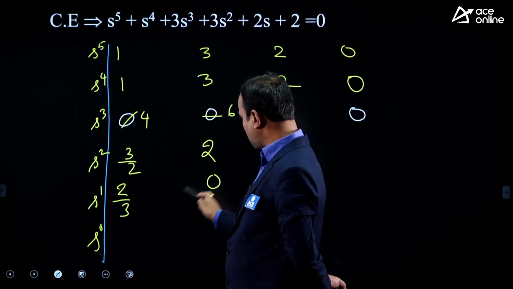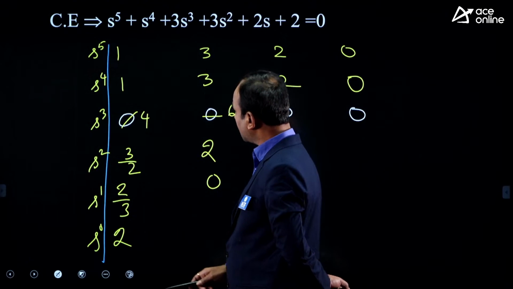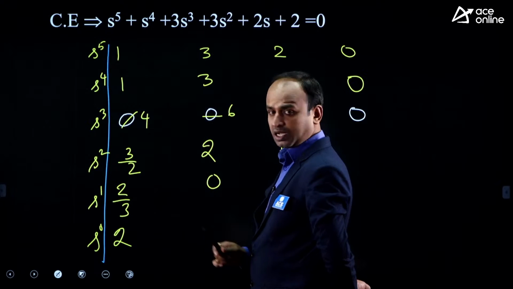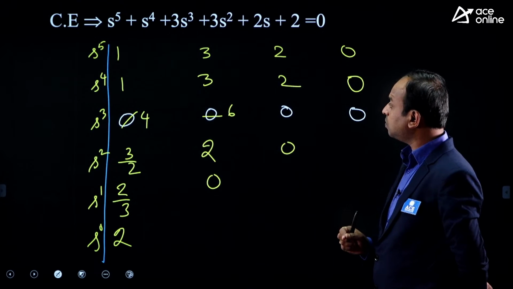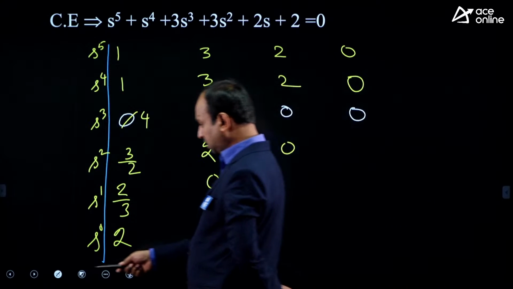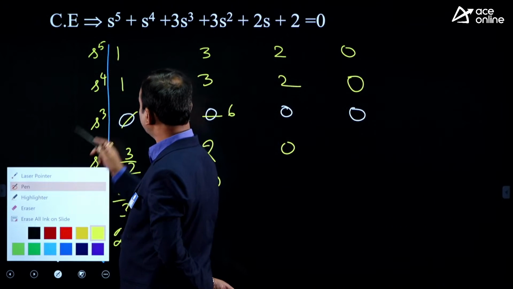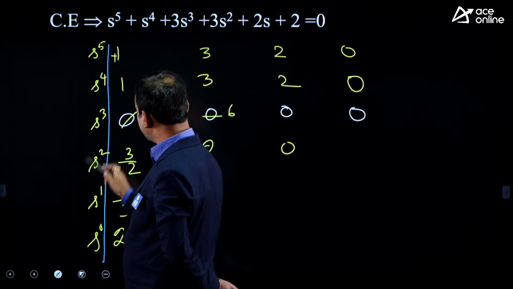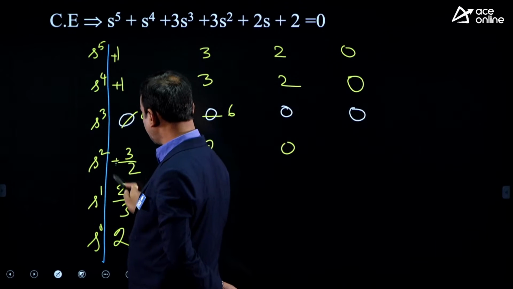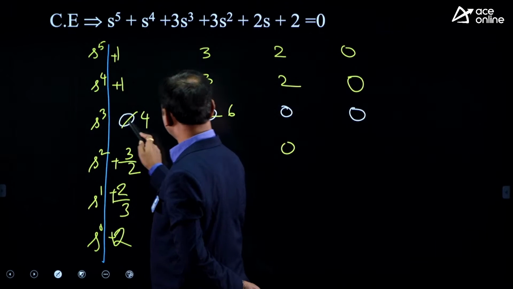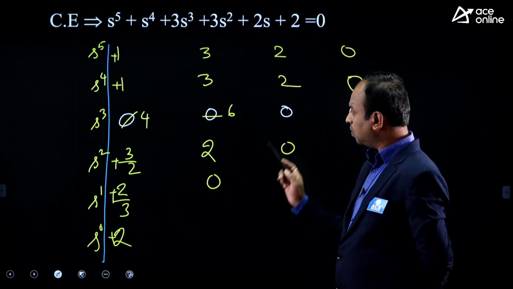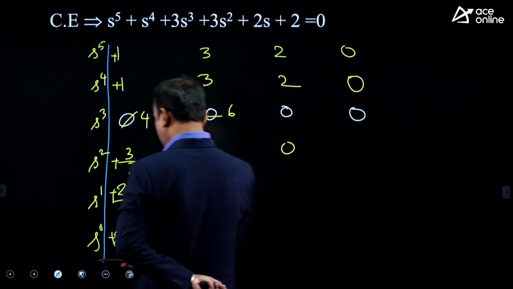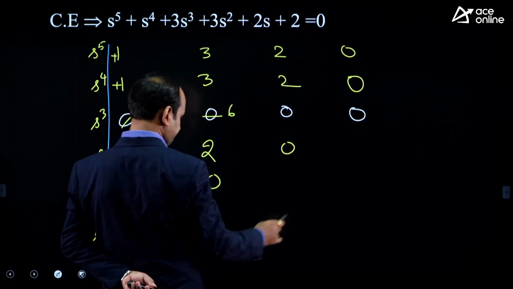Out of 4 elements, this 0 means the last element should be 2 only. Now all have the same sign, but one entire row is 0. Whenever one entire row is 0 and all have the same sign, this system is called marginally stable. Only one row 0. If 2 rows are 0, that becomes unstable.